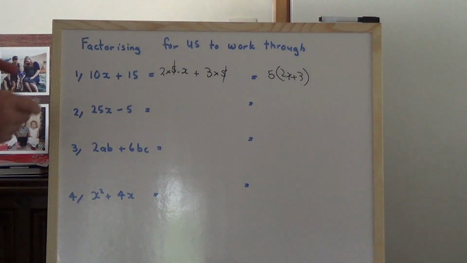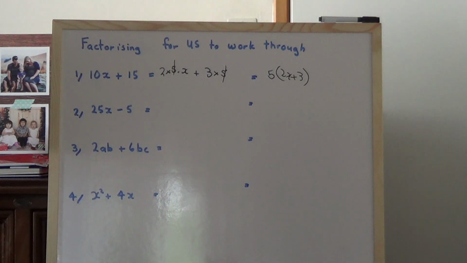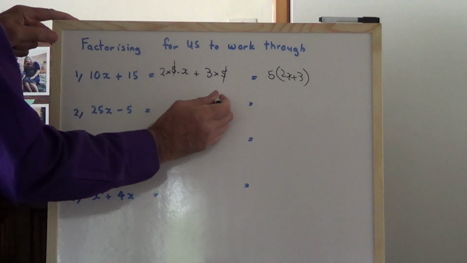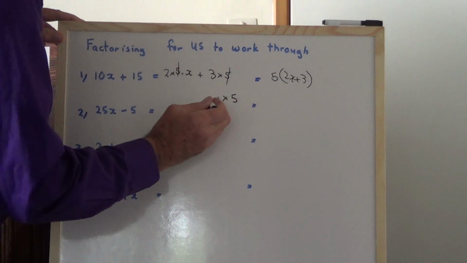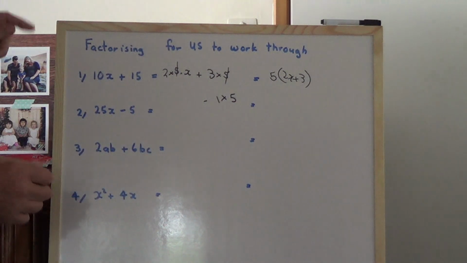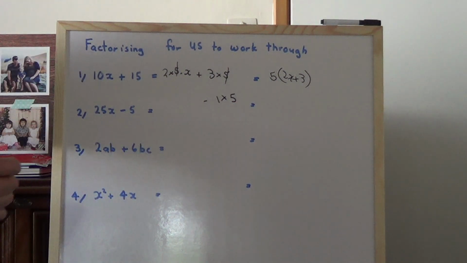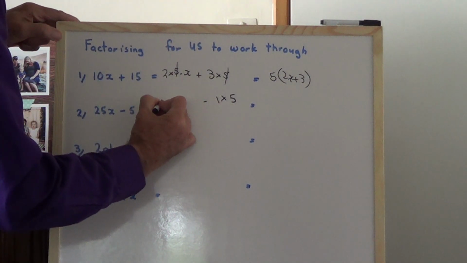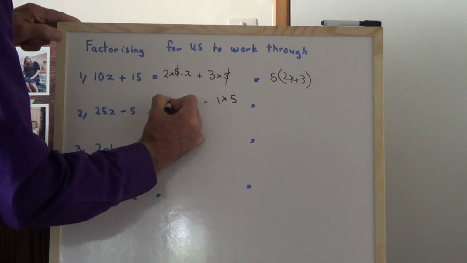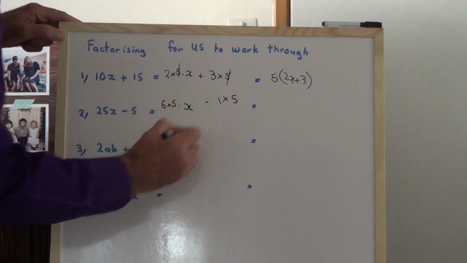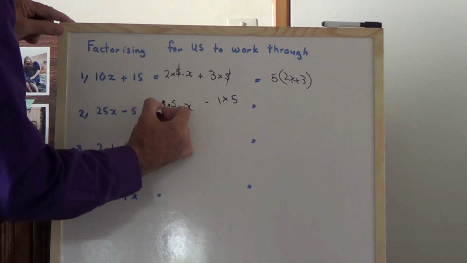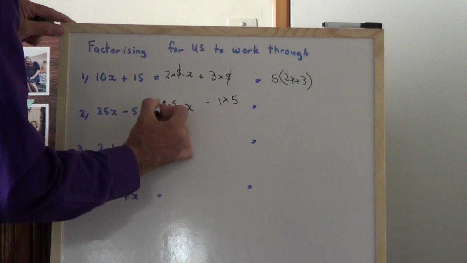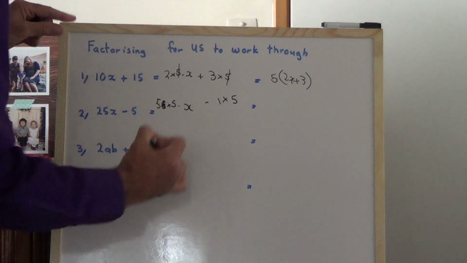Right, let's look at this one. 25x minus 5. Well, we might split the 5 up. There's only one way we can split the 5 up. That's 1 times 5. Right. And we're subtracting this one. Now, can we get a 5 out of the 25? We sure can. It's going to be 5 times 5 dot x. Now, what's the common factor? Oh, that looks a bit like a 6. We'll just cross that out to make it look more like a 5. There we are, 5 times 5.